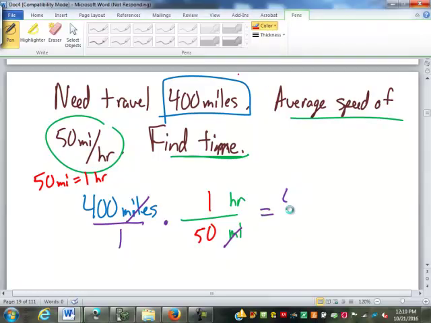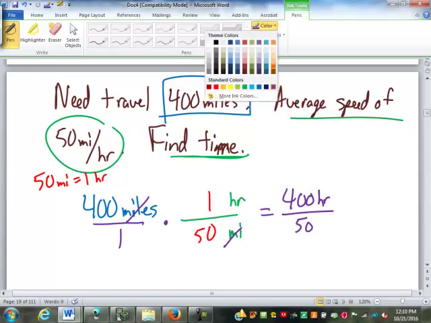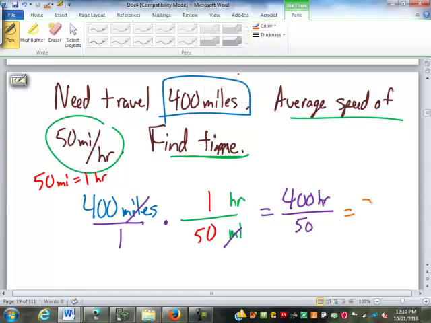So the miles will cross cancel out. 400 times 1 hour is 400 hours. 1 times 50 is 50. 400 hours divided by 50 is 8 hours. It'll take 8 hours to make that trip. Now, most of us somewhere along the line just memorized it in a problem like this. You take your miles and you divide by your miles per hour. But the dimensional analysis here tells us how to do that.